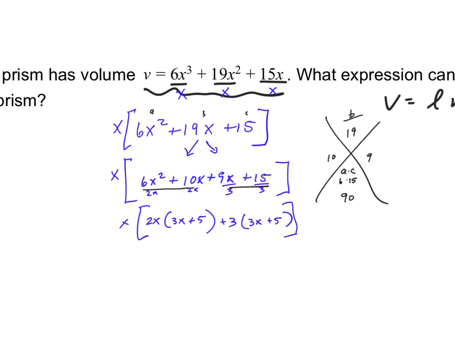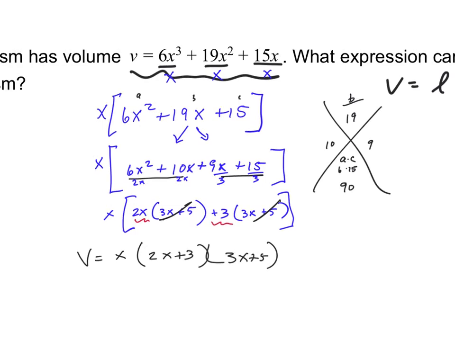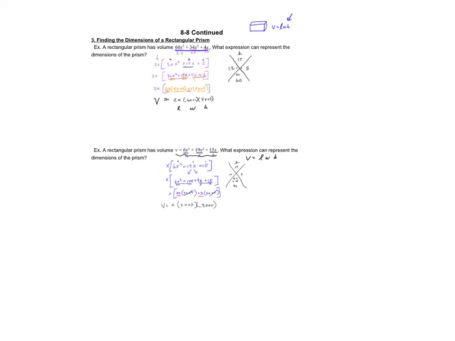And sure enough, it's looking like it's going to work, right? So I have one binomial there. So I have x times 3x plus 5, right? And then 2x plus 3. There you go. Volume equals x times 2x plus 3 times 3x plus 5. And that is factoring by grouping and taking a polynomial, creating its prime factors.